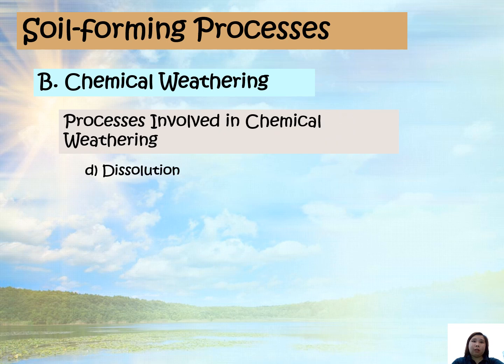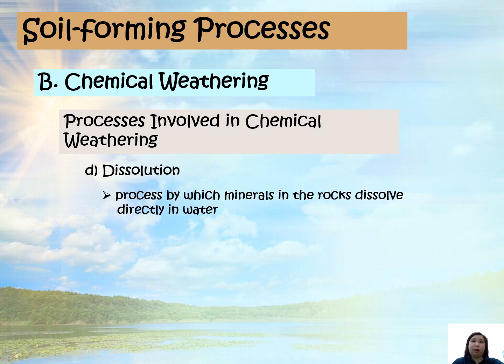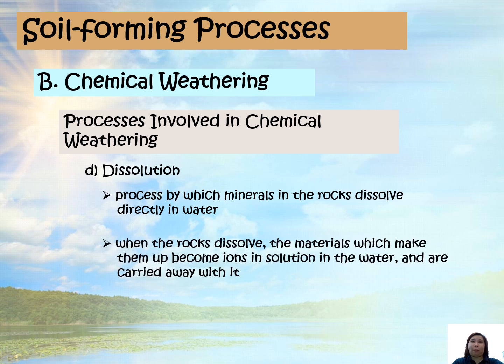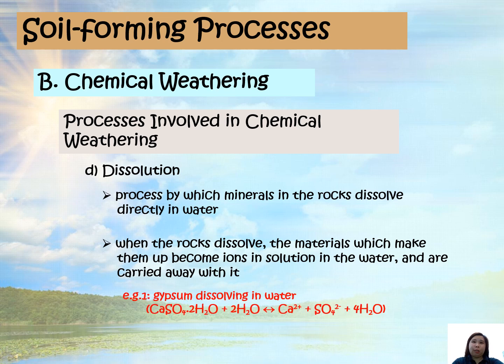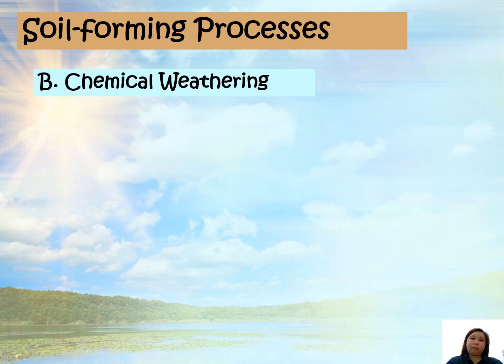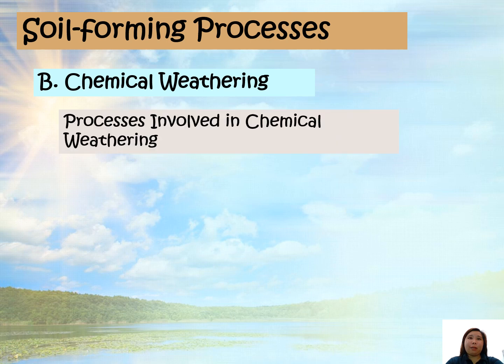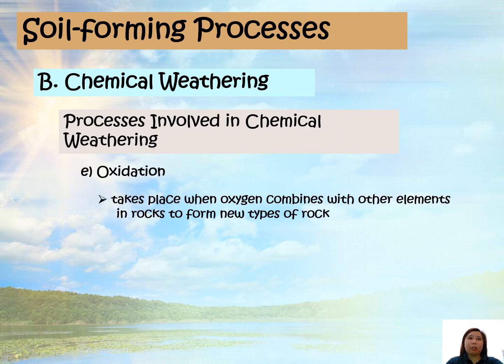Chemical weathering also involves dissolution. This is the process by which minerals in the rocks dissolve directly in water. When the rocks dissolve, the materials which make them up become ions in solution in the water and are carried away with it. For example, when gypsum dissolves in water, the ions composing it will dissociate, such as the calcium and the sulfate ions.